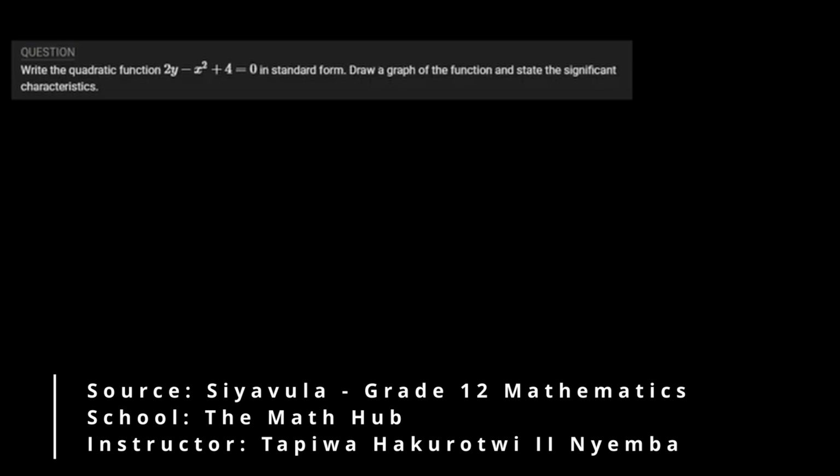The question goes, write the quadratic function 2y minus x squared plus 4 is equal to 0 in standard form. Draw a graph of the function and state the significant characteristics.